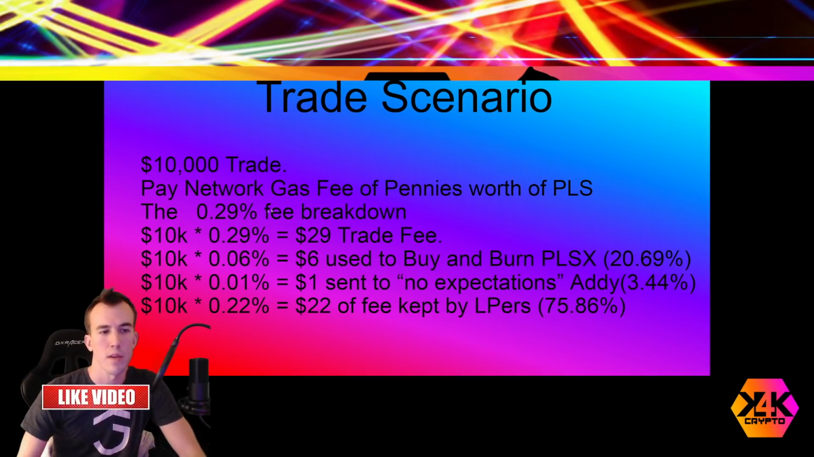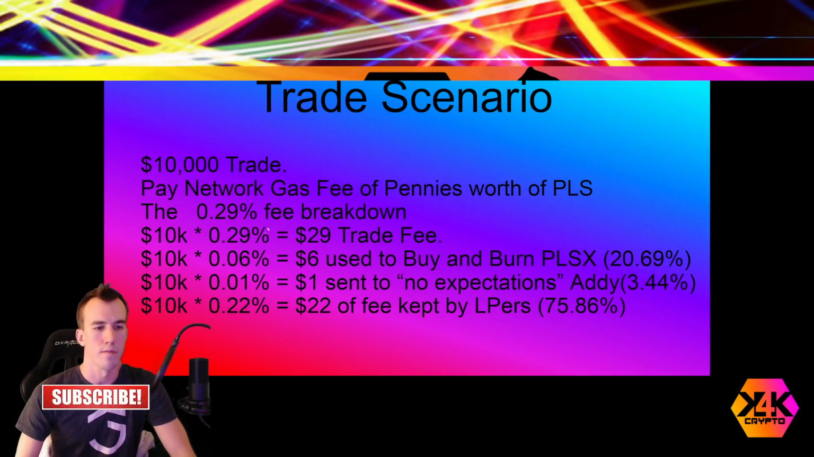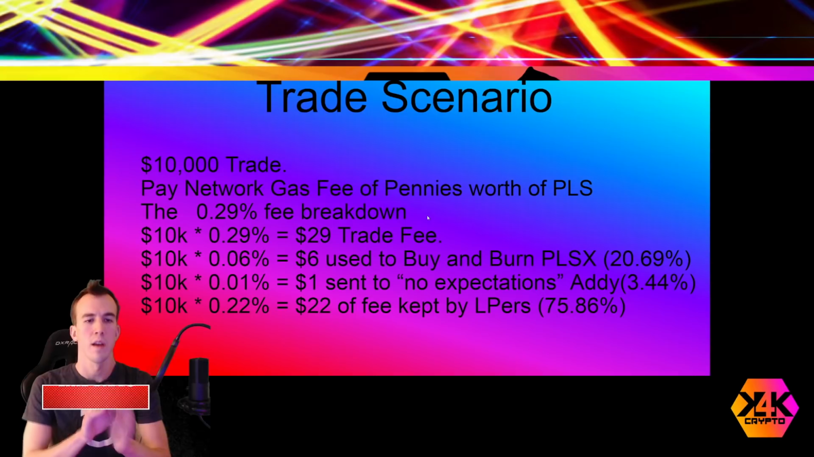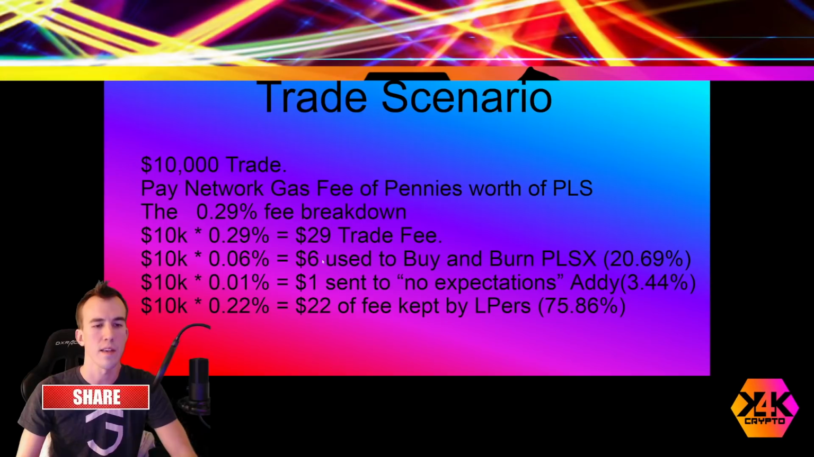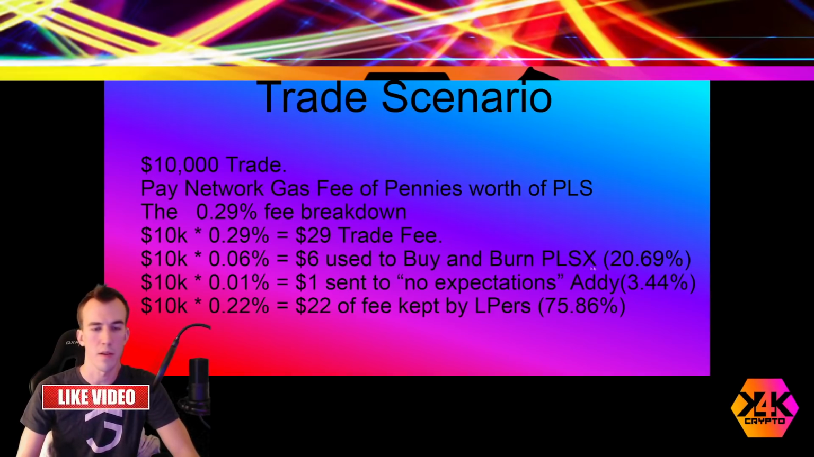This is the 0.29% fee breakdown. So if I were to trade 10,000 USDC, whenever I make that trade, $29 of it is given to the liquidity providers. It's split up. What's technically put into this little contract that separates the 29, then it actually divvies this up based on these other parameters. So 0.06%, which is the buy and burn amount. So $6 of the 29 is used to buy and burn PLSX. That's 20.69%. 0.01% of the 0.29 would be $1 sent to a no expectations address, and that can be used for whatever that address wants to do. And so that leaves 0.22 of the 0.29% left, and that $22 of the fee is kept by the liquidity providers.